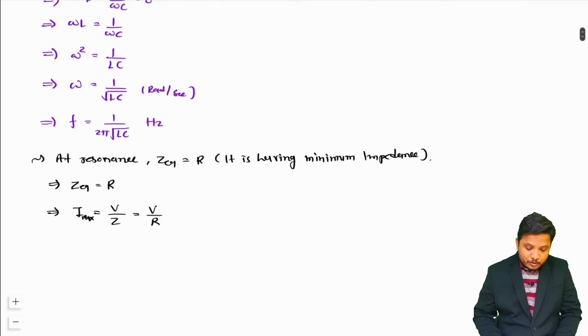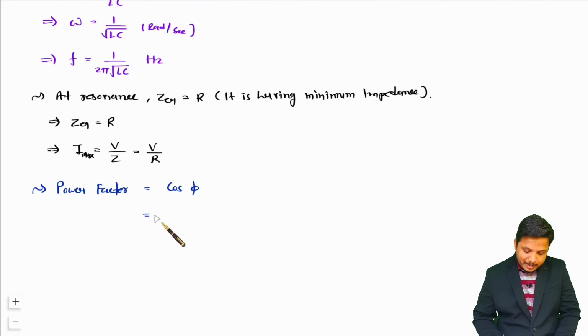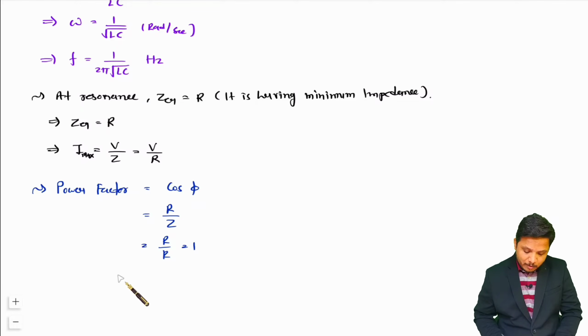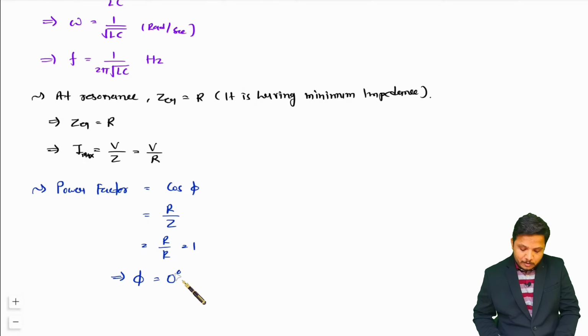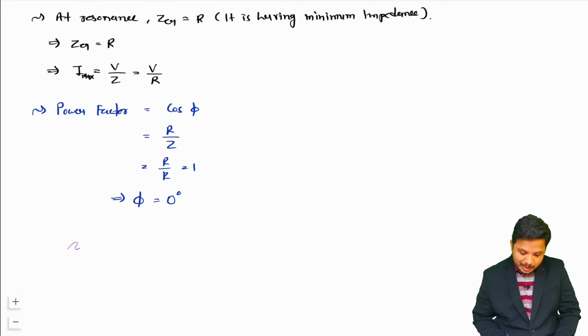And you should know what the power factor will be here, my dear students. So power factor, that is cos phi, is R by Z, and here impedance is R only. So I can say R by R, that is equal to 1. What does it mean? Phase is 0. It means the phase between voltage and current is 0.